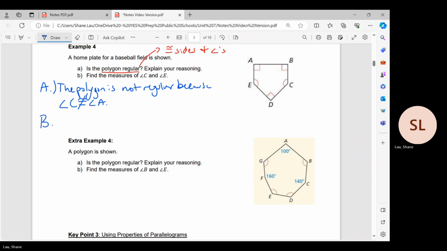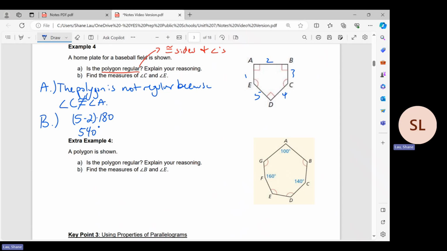Then for B is where it gets a little bit trickier, only because there's a little bit more math involved. It says we have to find the measures of angle C and angle E. Well, I can't tell you off the top of my head what a pentagon's interior angles add up to, so we have to figure that out. But we know this is a pentagon because it has 1, 2, 3, 4, and 5 sides and 5 angles. So I have 5 for my number of sides, minus 2, times 180. You do all that math, and you get 540 degrees.